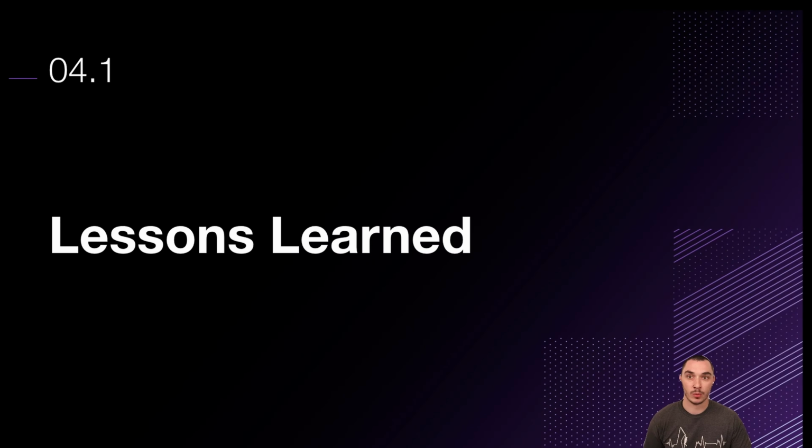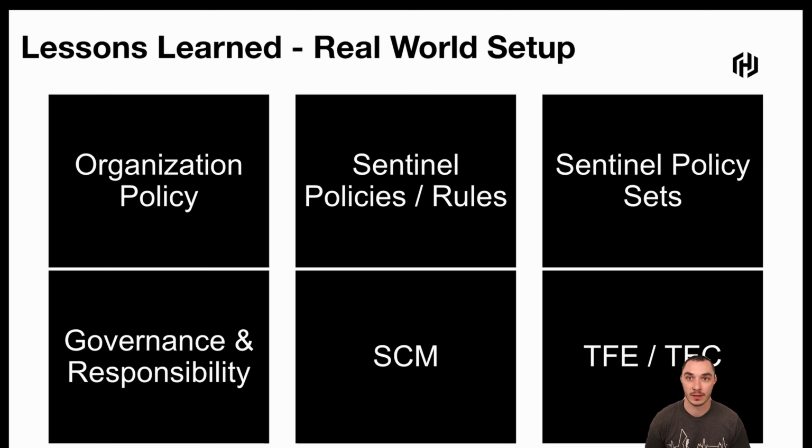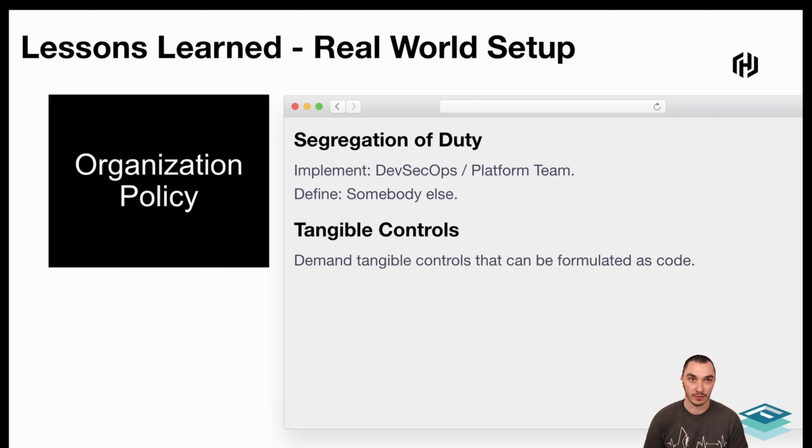Now, 2 more minutes about what lessons we learned in the field. I'm going to go through the 6 entities we already know and tell you what we learned in the previous years. First, organization policies. This is a segregation of duty prime example. If you're the person that implements DevSecOps or if you're a platform team member whatsoever, you want to have your policies predefined by somebody else.